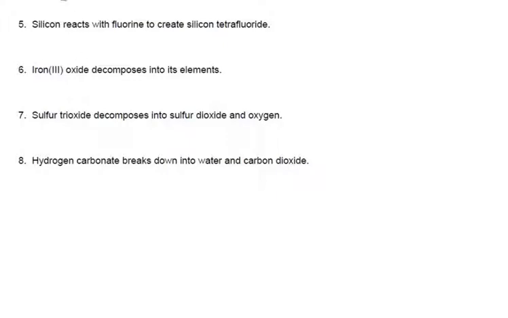What else have they got for us? Silicon reacts with fluorine to produce silicon tetrafluoride. Okay, well, silicon is Si, and it's not polyatomic. You find it as just Si. It reacts with fluorine. Fluorine's diatomic, so its symbol is F2 when it's by itself. And when they combine, we get silicon tetrafluoride, which means a single silicon with 4 fluorines, SiF4.